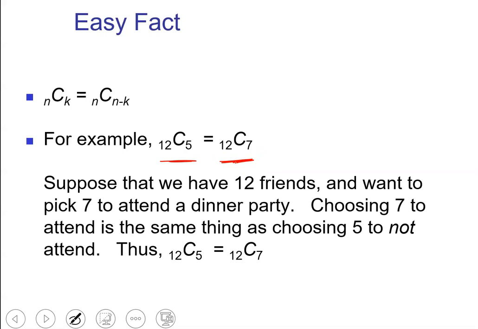So here's again an example. Suppose that we have 12 friends and we want to pick 7 to attend a dinner party. That's the same thing. Choosing 7 to attend is the same thing as choosing 5 not to attend. Okay, so again, those would be equivalent to each other. So important little fact there.